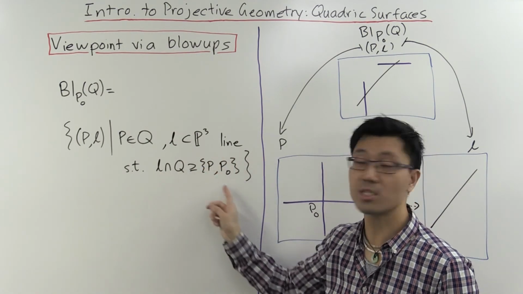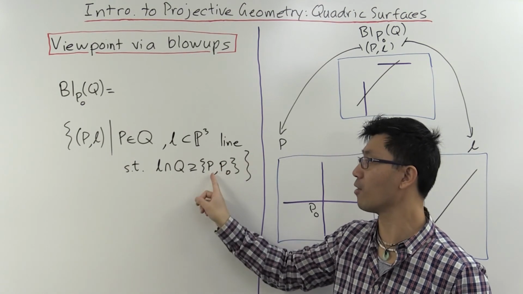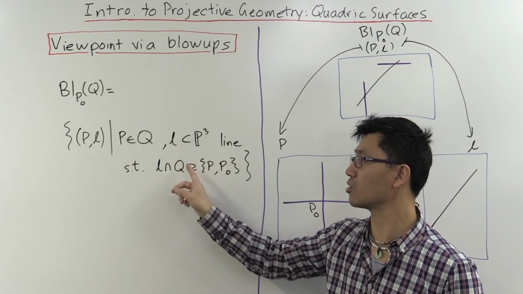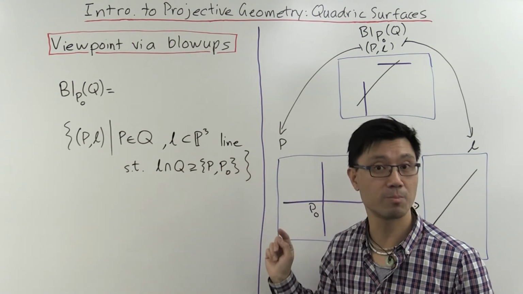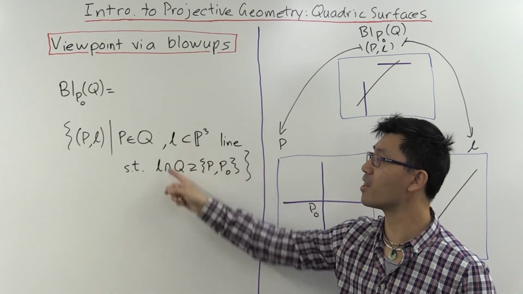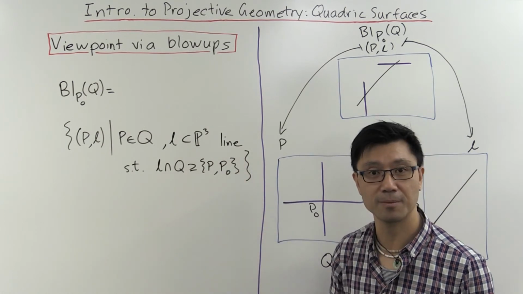And actually we want this with multiplicity 2. So if P equals P0, that means that you want this intersection to be P0 but with multiplicity 2. Okay, so those are the possibilities as to what can happen.